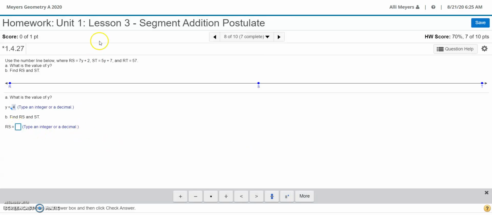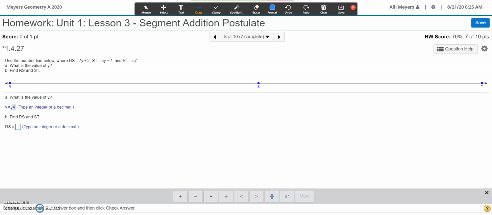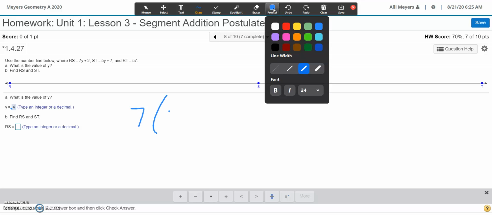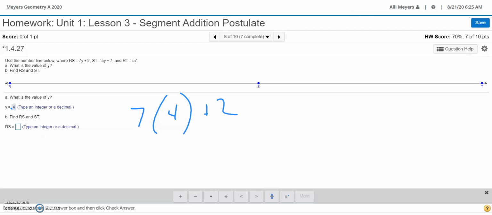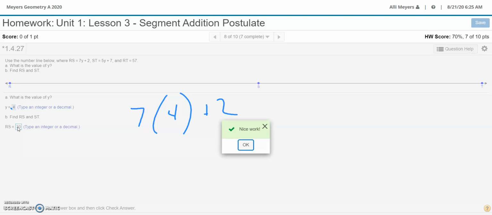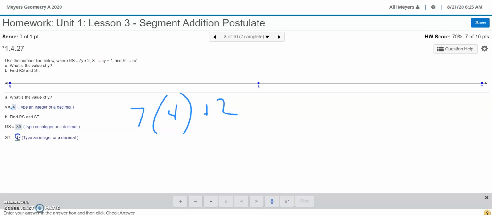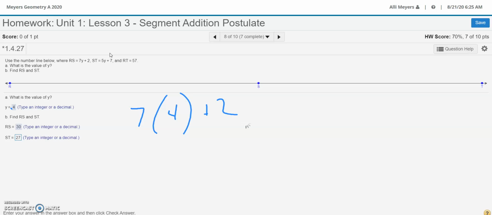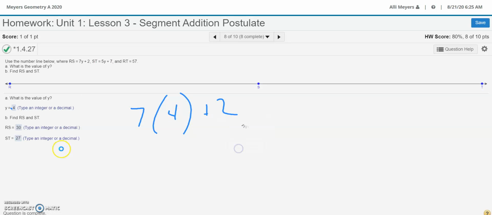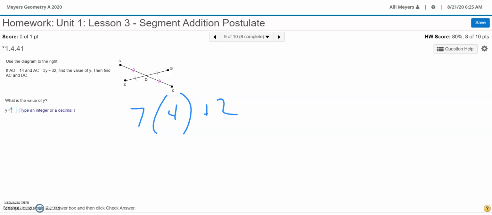Yep, here they go. Then you have to plug in 4 to your different parts here. So RS is 7y plus 2. I'll write it out for you: 7 times 4 plus 2. You're just going to plug it in, so that's going to be 30. ST, same thing. I just do 5 times 4 plus 7, so 27. And then they're probably going to ask me the last one. Oh, no, they didn't. Sweet.